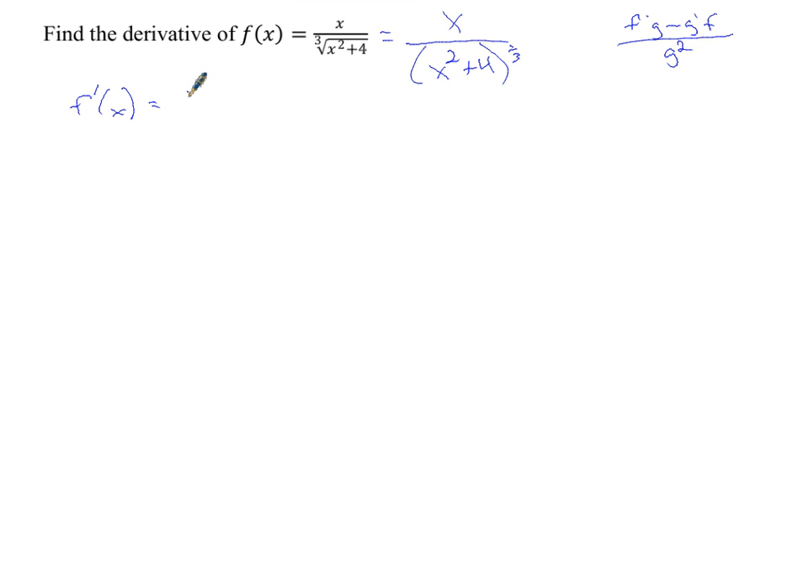1, that's f prime, times the original g, which is x squared plus 4 to the 1/3 power, minus, we're going to have to use the general power rule on g prime. So I'm going to take care of writing down f first so I don't forget it. X times, the 1/3 comes down. What's inside stays the same.